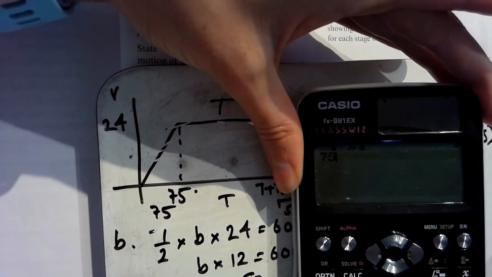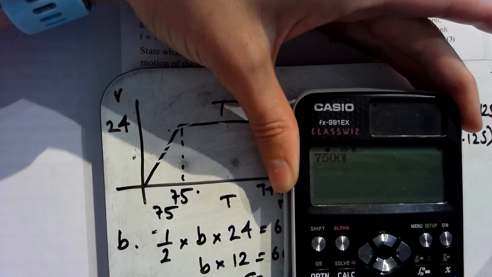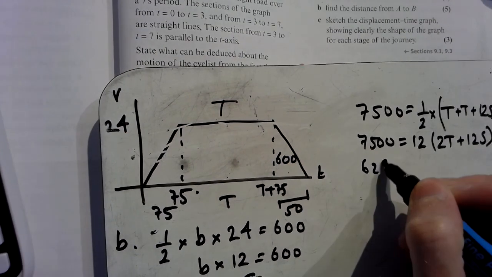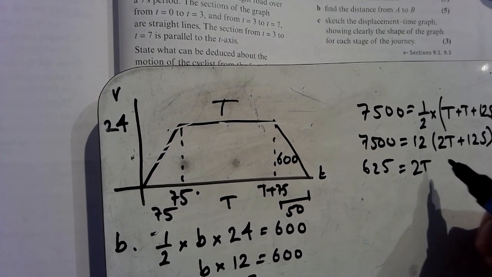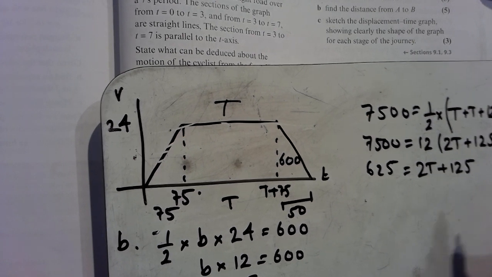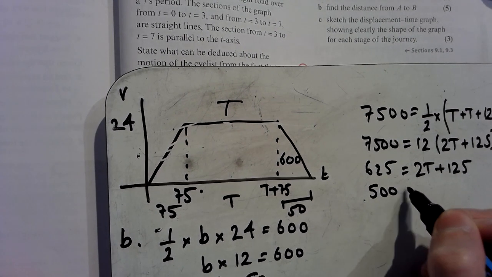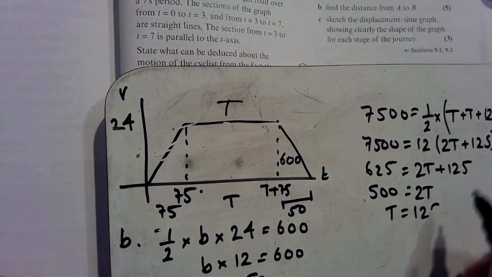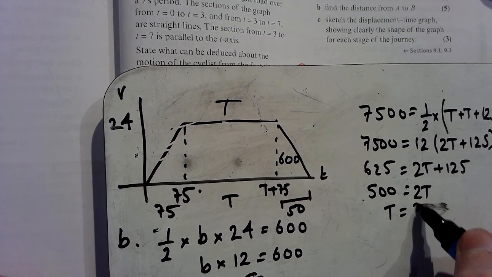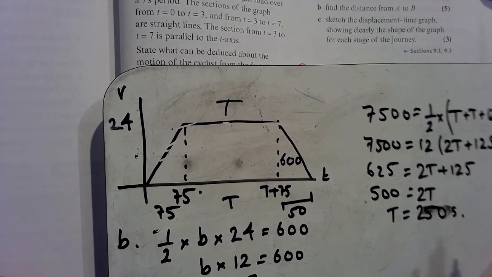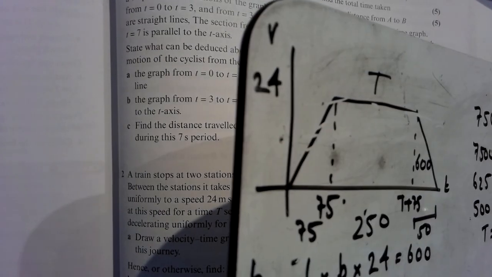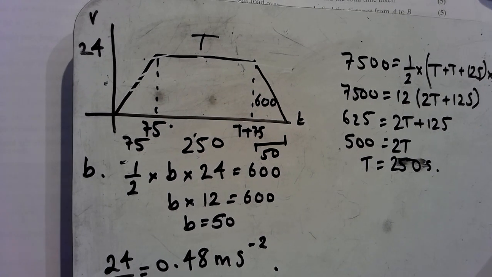Going to do 7,500 divided by 12. Let me get that so you can see it. 625. Then I'm going to take 125 and I'm going to divide by 2. So t is 250 seconds. And then it wanted t, so that's that done.